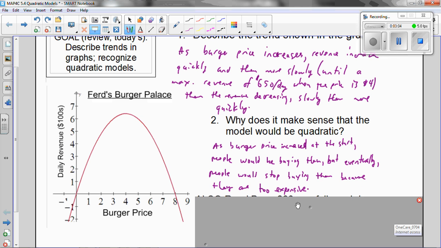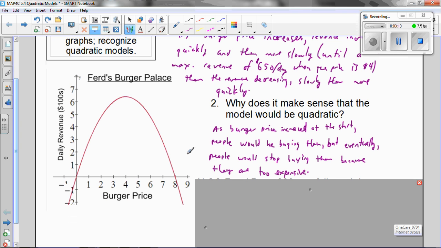And that's my answer. As burger price increased at the start, people would be buying them, but eventually people would stop buying them because they're too expensive, right? And so where's the happy medium? Well, that's at the maximum of $4. That's it for that one.